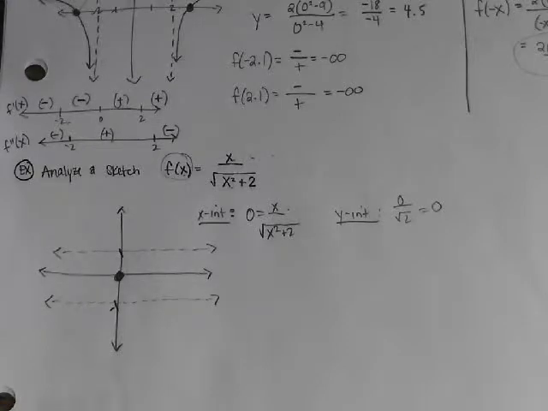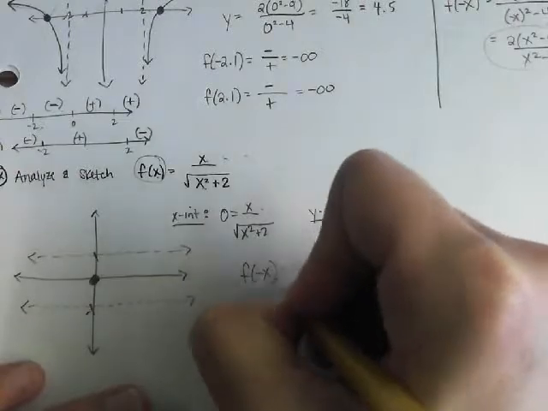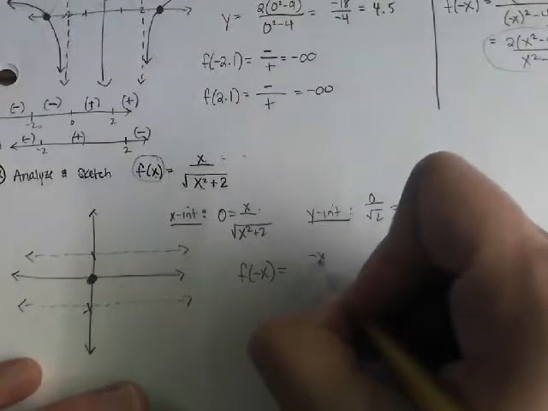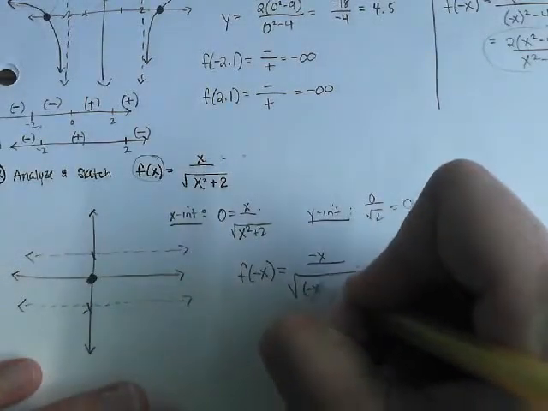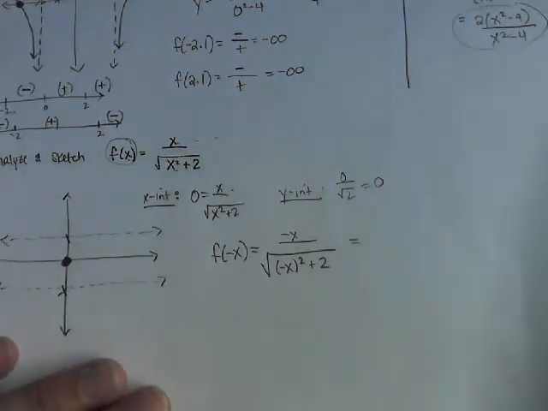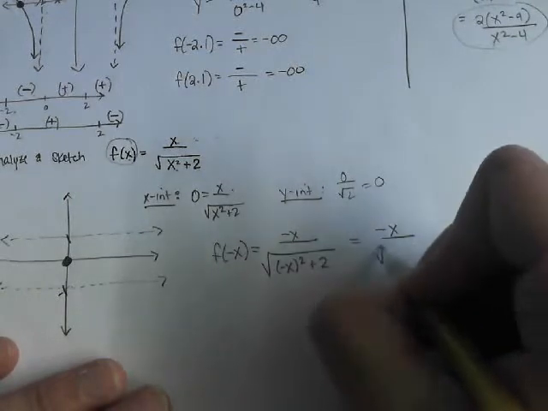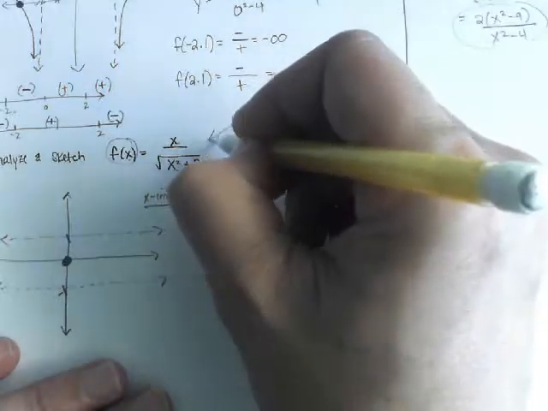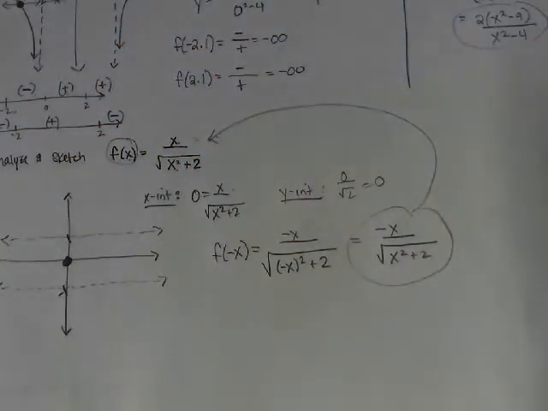And then I can check symmetry. If I plug in -x, I'm going to get -x over the square root of -x squared plus 2. And when I clean that up, it's going to be negative x over the square root of x squared plus 2. How does that compare to my original? Is it exactly the same? Is it the exact opposite? Yes, it is. The opposite just means it's been negated.